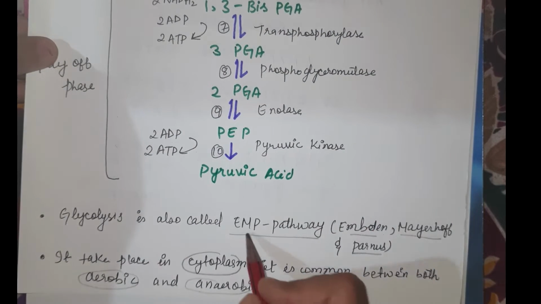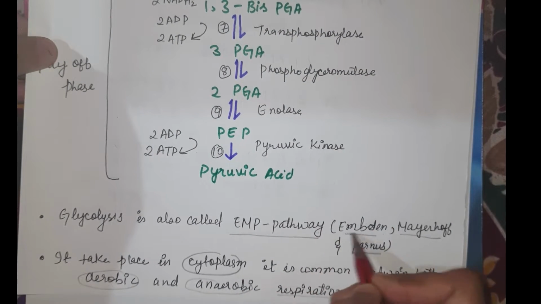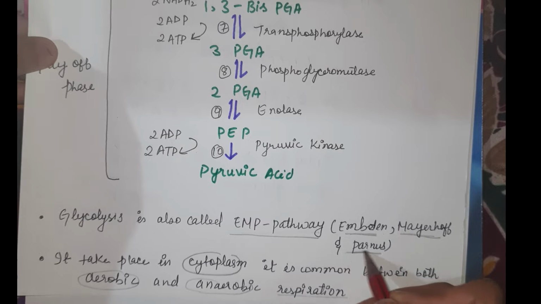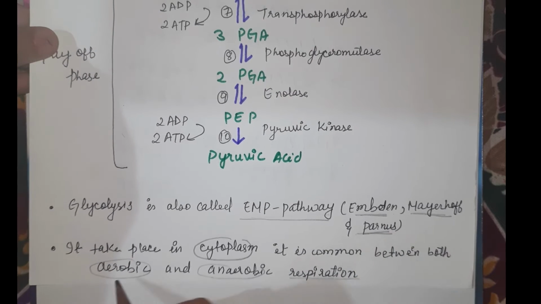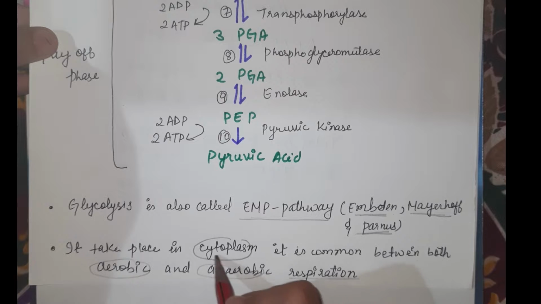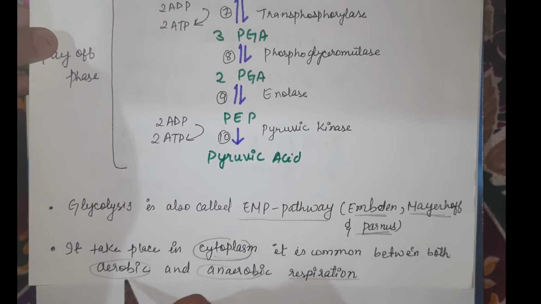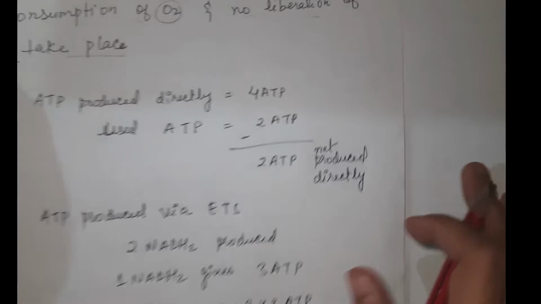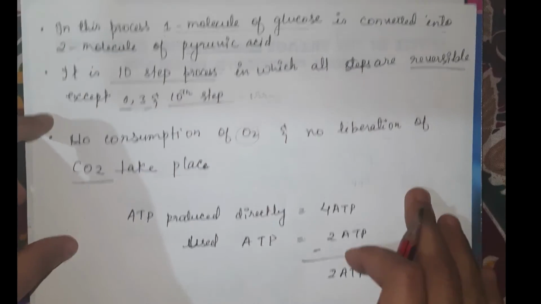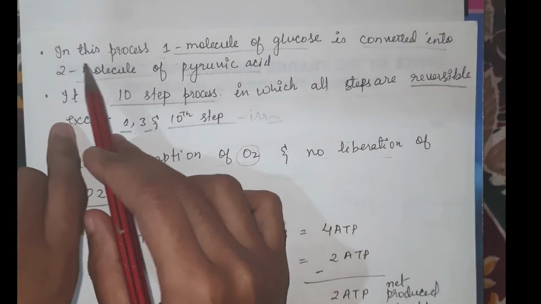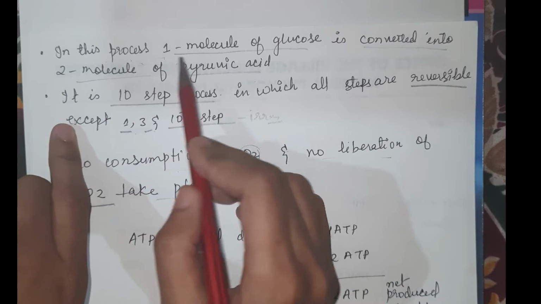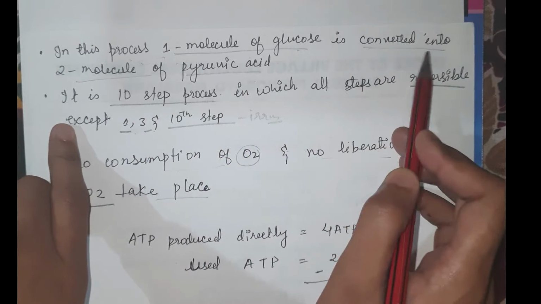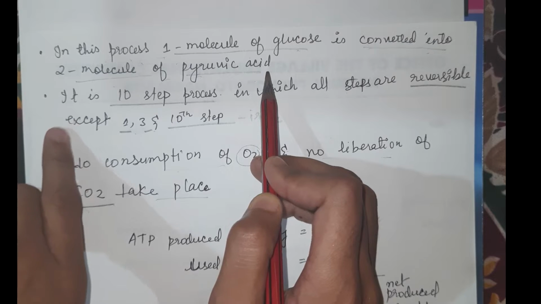Glycolysis is also called the EMP pathway, the Embden-Meyerhof-Parnas pathway. It takes place in the cytoplasm. It is common in both aerobic and anaerobic respiration. In glycolysis, one molecule of glucose is converted into two molecules of pyruvic acid.